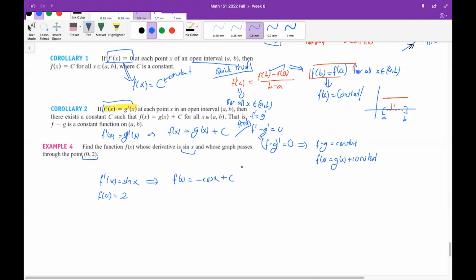Okay, so now we need to find the constant number c. To find this constant, we can use the given point here.